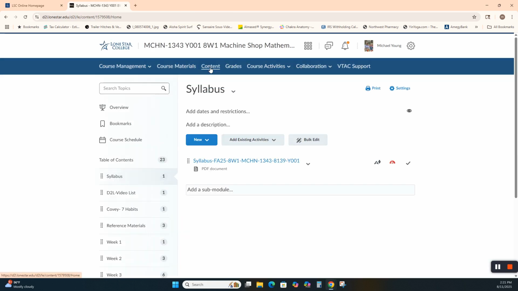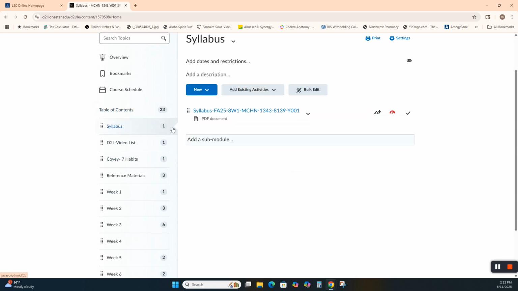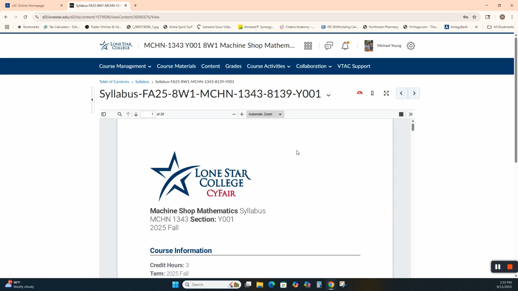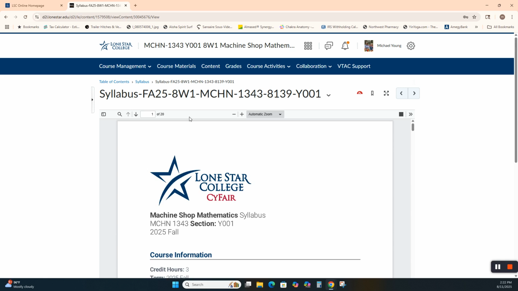Content. This is the important stuff. Okay, table of contents. If you click on this table of contents right there, it puts all of these in line. See, D2L video list, syllabus, and so on. So let's go over here and click on the syllabus, and this should be the syllabus. Now this is in PDF, so you can open it. Yeah, there it is. Or you can download it to a thumb drive.